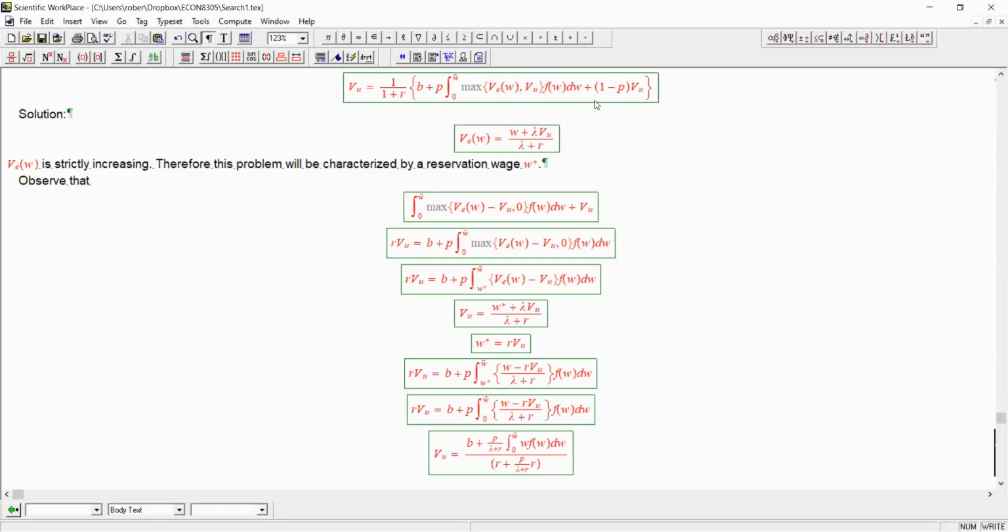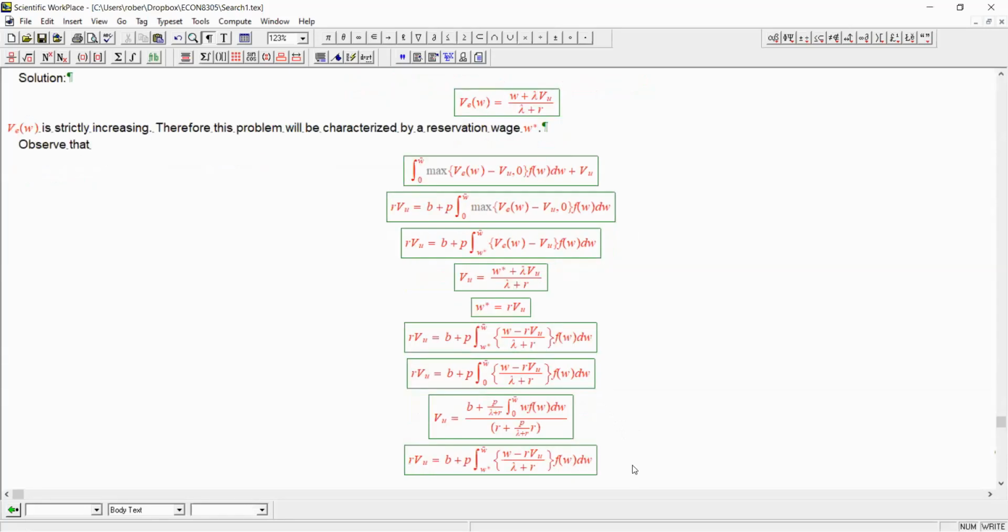What else can we tell about the shape of this function? To get a sense of that, we'll need to take the total derivative of this function with respect to W star. So let's do that. The total derivative of this with respect to W star is going to equal the following. Well, that turns to 0.